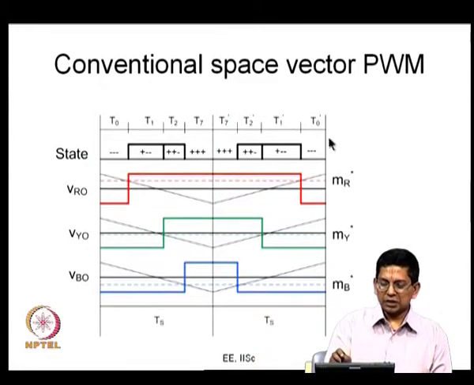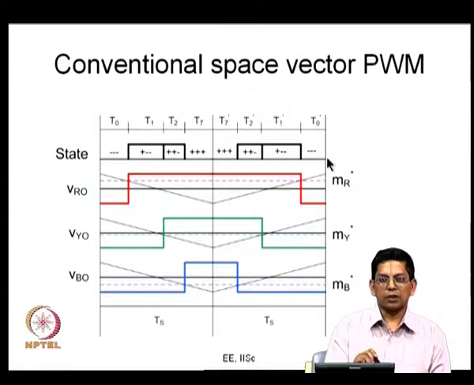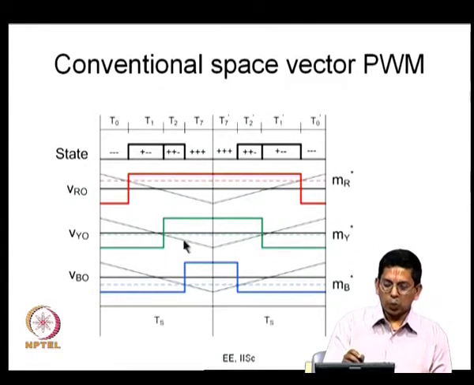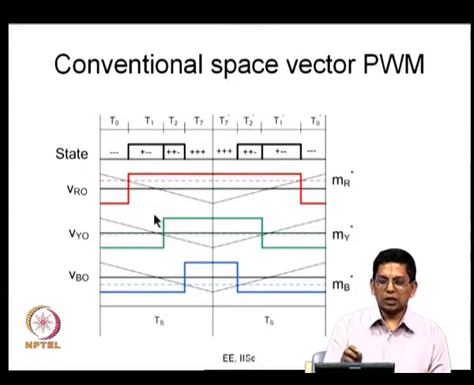In the next subcycle they are applied in the reverse sequence: 7, 2, 1 and 0. Plus plus plus is applied first, plus plus minus next, then plus minus minus, and then minus minus minus. So, the states are applied in the reverse sequence. These are the pole voltages as we saw, and we also saw the equivalence now.